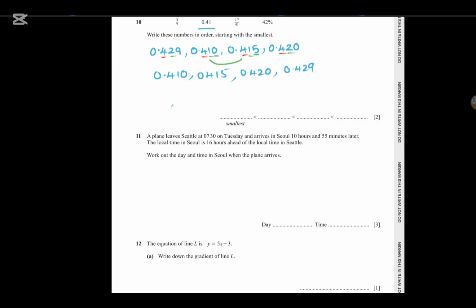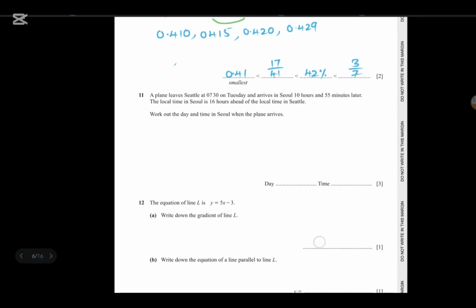0.429. But now we cannot write the same answer, we have to write the exact numbers given to us. So 0.410 is 0.41, which was given in the question. Then 0.415 is 17 by 41. So write that number. Then 0.420 is the percentage, 42%. And the last one, 0.429, is 3 by 7, which is the largest. This is done. Question number 10 is done.